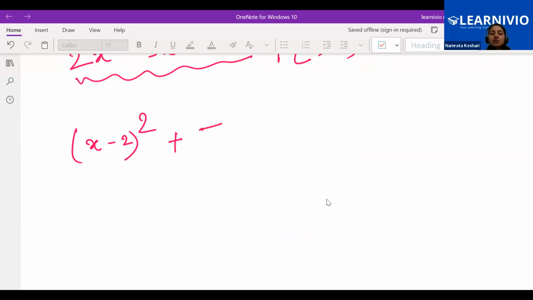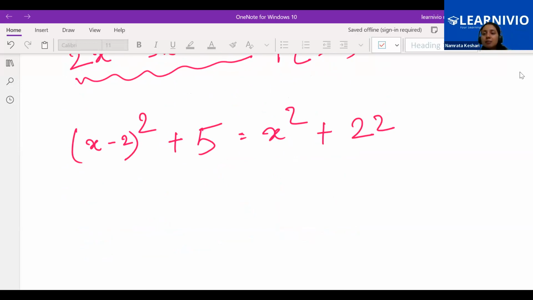x minus 2 whole square plus 5 is equal to x square plus 22. Check whether it's a quadratic equation or not. To be a quadratic equation, the x square term has to be there, then only the name will be quadratic.